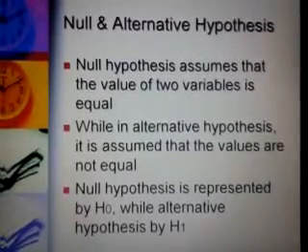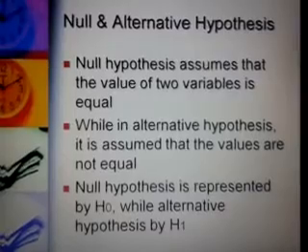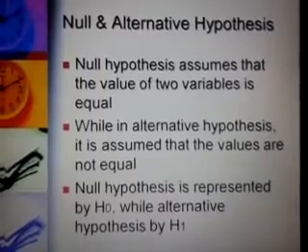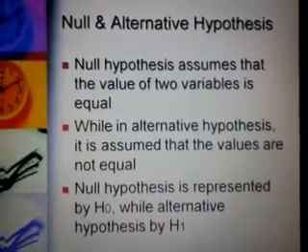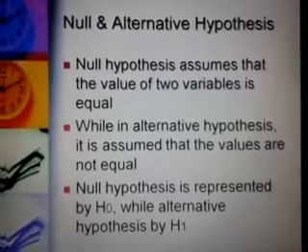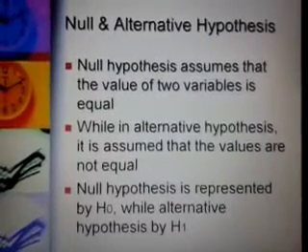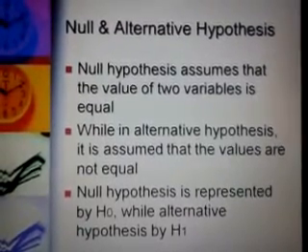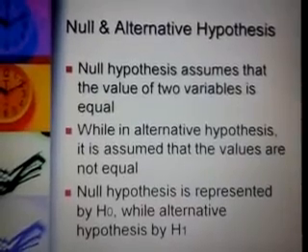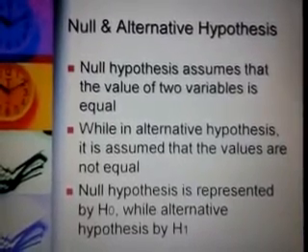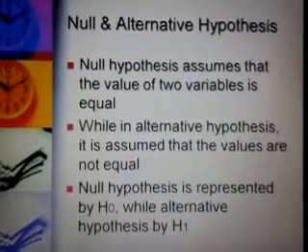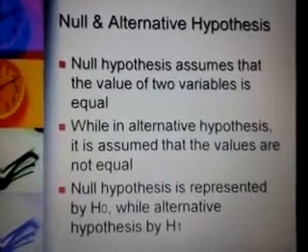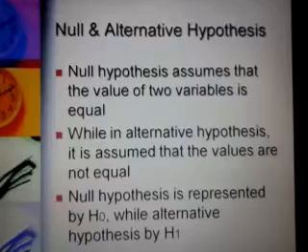In our example of education level and salary, in the null hypothesis, we assume that the mean of salary of those educated up to 10th is equal to the mean of salary of those who are educated up to 10 plus 2. This hypothesis always says that two variables are equal, while in the alternative hypothesis it is assumed that the values are not equal.